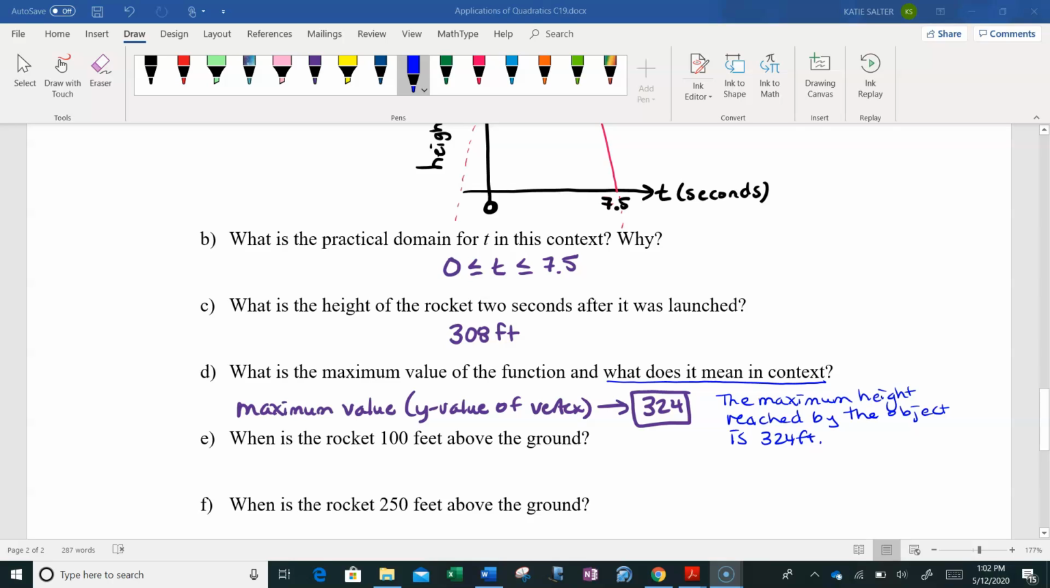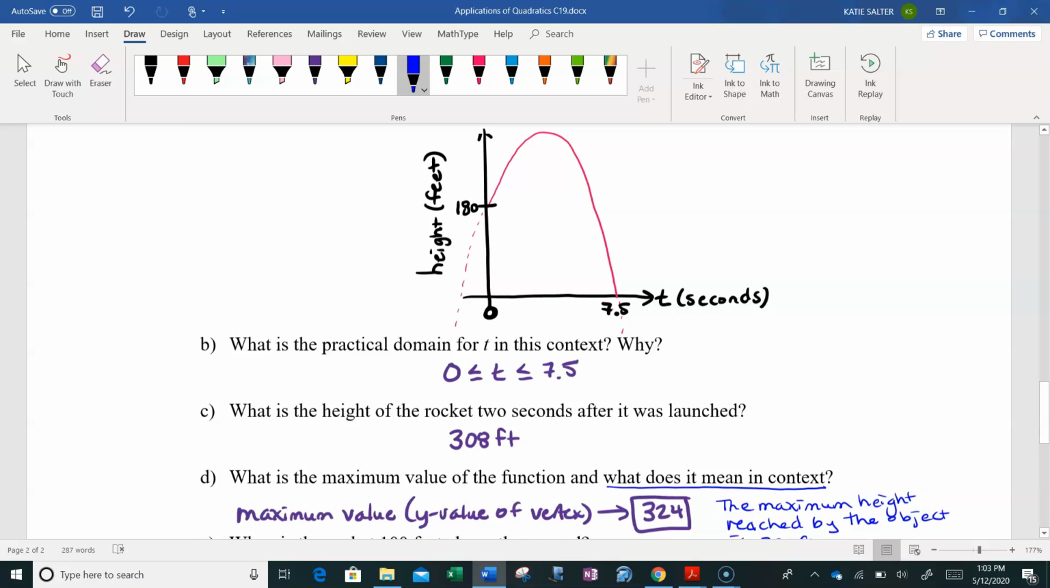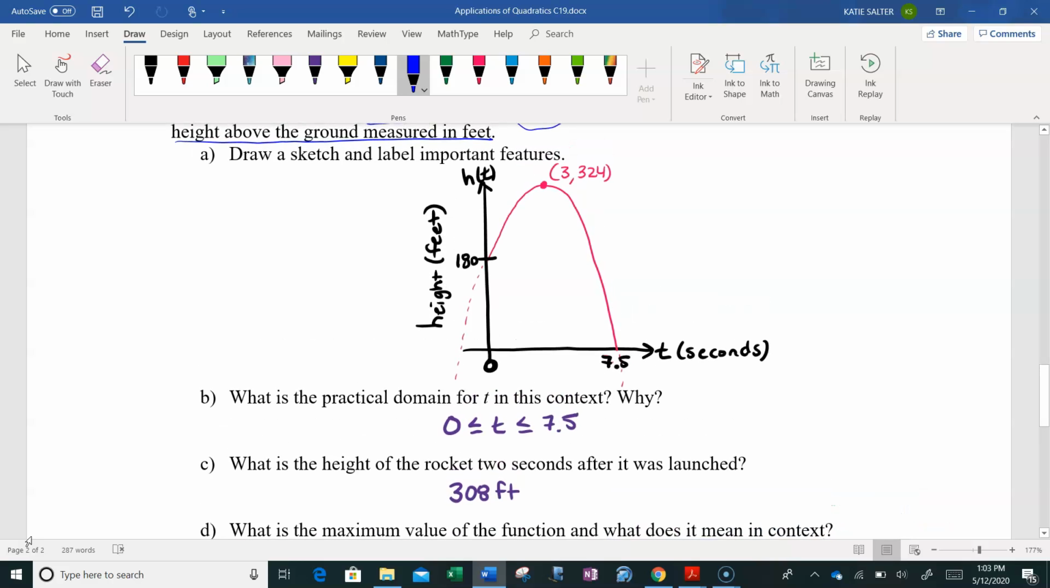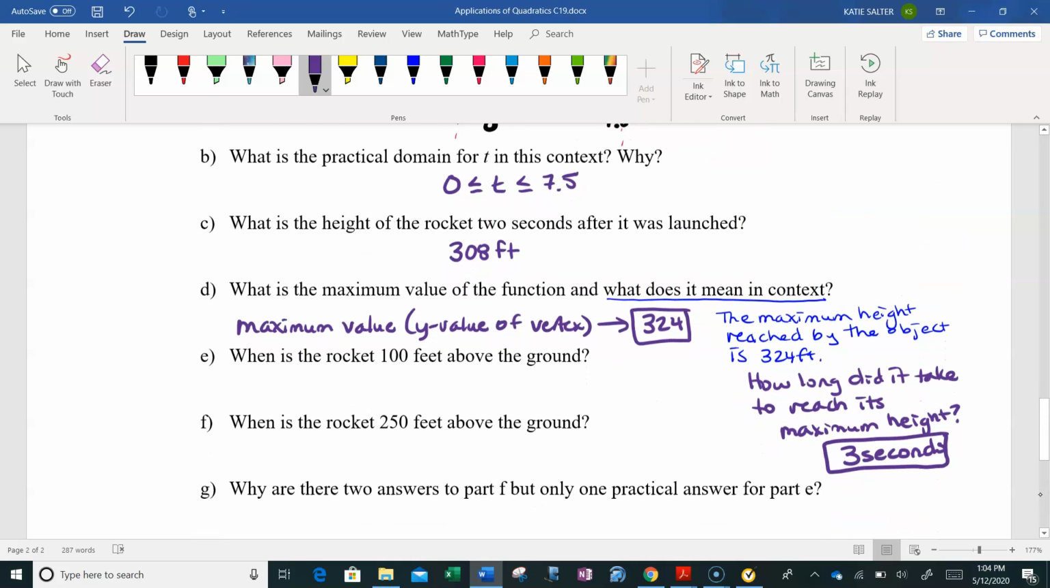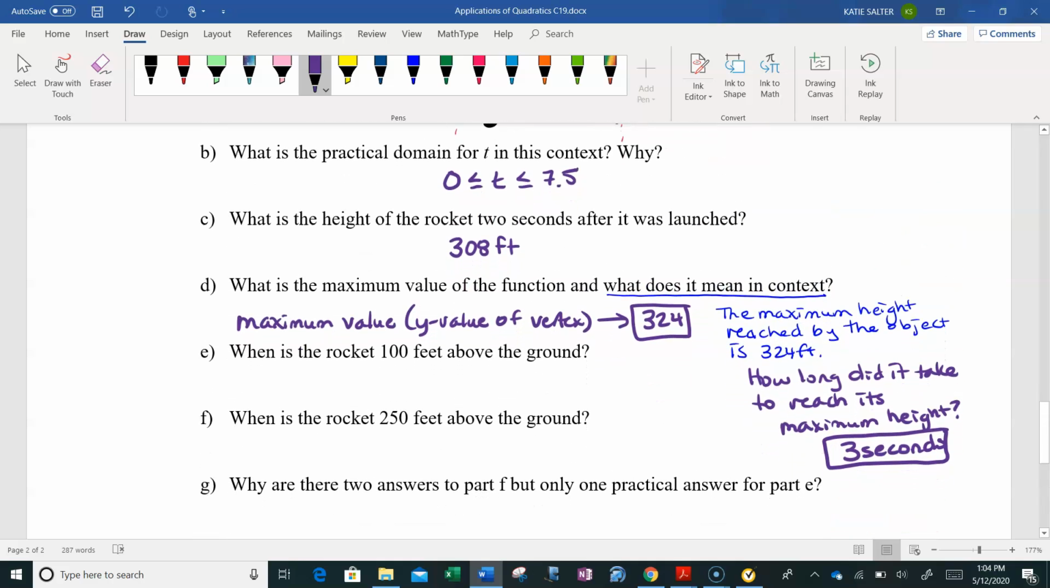And these are the questions you're going to have in your Delta Math today. It's going to be like, how long did it take for the object to hit the ground? Then you're going to be answering the x-intercept. What was the maximum height reached by the object? That would be the 324 feet. Now, if it then said, how long did it take to reach its maximum height? That would then be the x value of the vertex. So I'm just going to add that on here. So again, if the question was how long did it take to reach its maximum height, that would be 3 seconds.